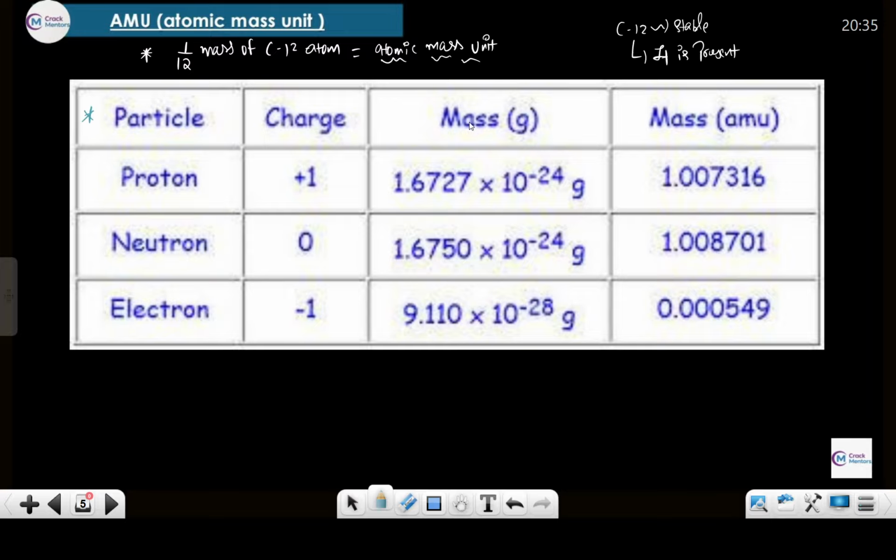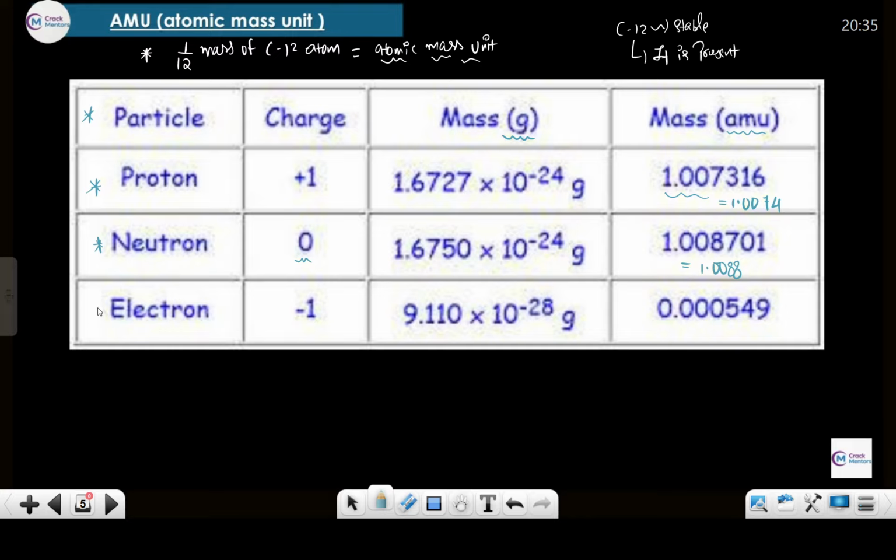If the particle is a proton, then it has charge plus one. Mass would be like this, which is in gram. This is the thing you need to note: this is the mass in gram, and we have another mass in atomic mass unit, with the value 1.0073, which can also be written as 1.0074 or so. Neutron has charge 0, and its mass in gram is like this, and in amu it can be taken as 1.0088.